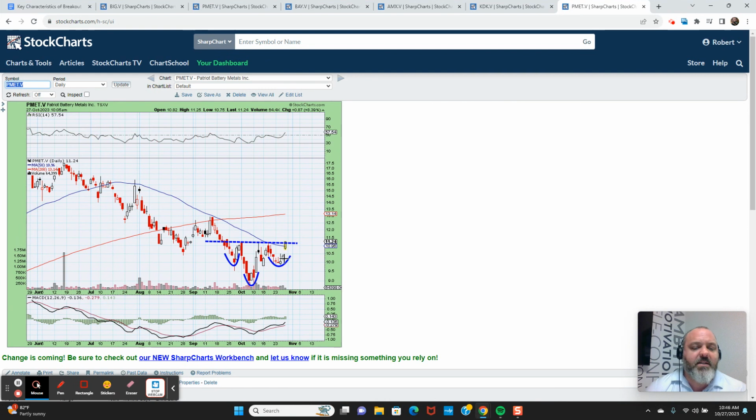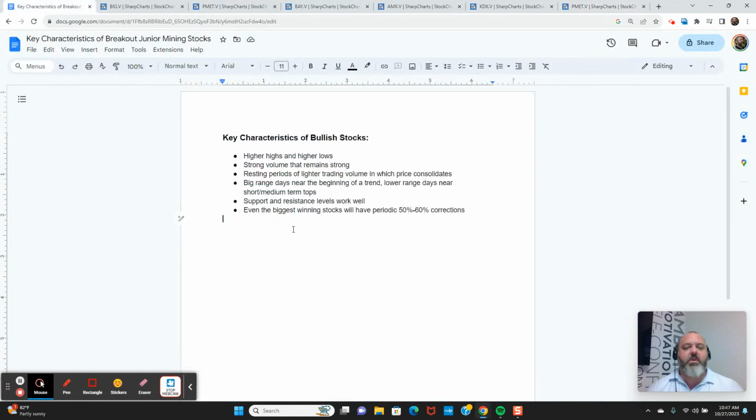We would like to see a volume acceleration here if this does break out to the upside from this bottoming pattern. So again, simple stuff here. The best technical analysis is simple technical analysis. Higher highs and higher lows, guys. It doesn't get much simpler than that. We need strong volume. The most bullish stocks have strong volume that remains strong.